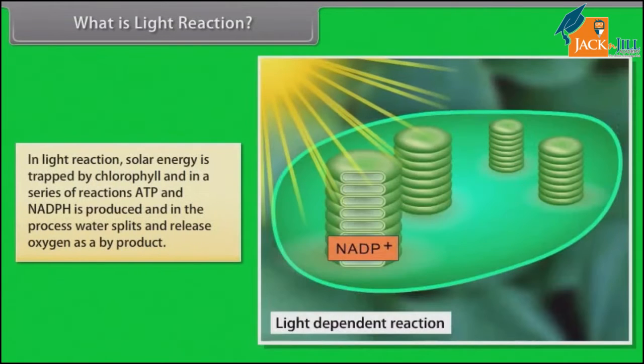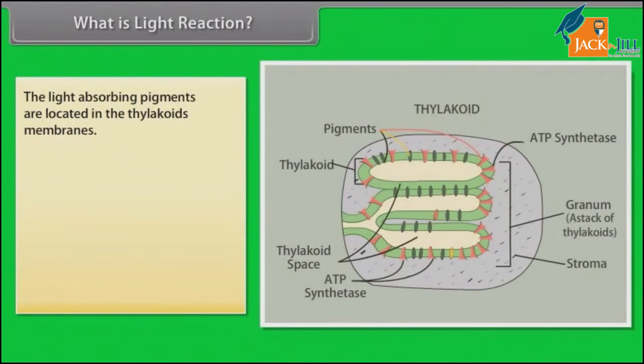What is light reaction? In light reaction, solar energy is trapped by chlorophyll and in a series of reactions, ATP and NADPH is produced and in the process, water splits and releases oxygen as a byproduct. The light-absorbing pigments are located in the thylakoid membranes. Chlorophyll P680 and P700 are present in these membranes.